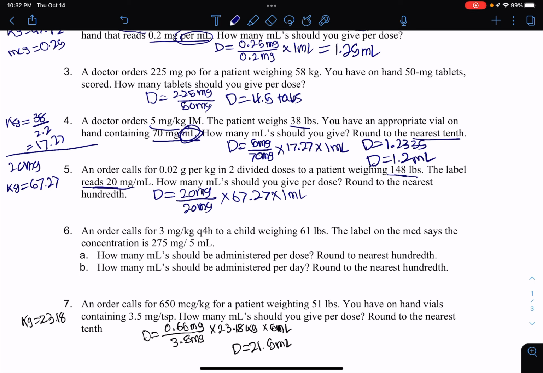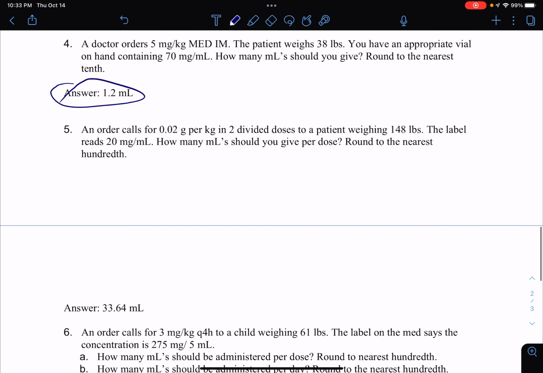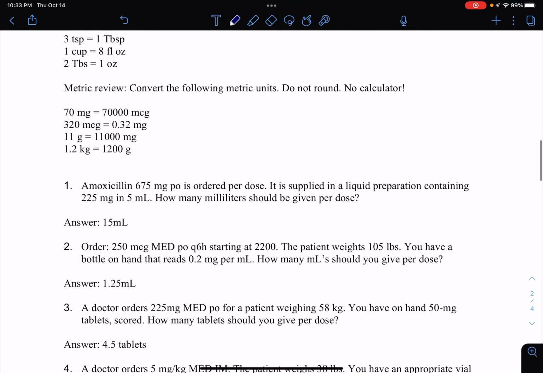But then we're going to need to divide that as well, because it's going to be split into 2 doses, so 67.27 divided by 2. D equals 33.635 once it's rounded to the nearest hundredth. So our final answer is going to be 33.64 mLs. And that is the correct answer, 33.64.